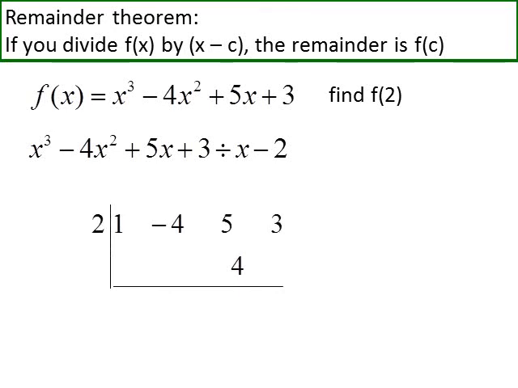I have 1, -4, 5, 3. I bring down the 1. 1 times 2 is 2. Add those together, I get -2. -2 times 2 is -4. Add those together, I get 1. 1 times 2 is 2. Add those together, I get 5. So the remainder is 5, which means f of 2 is 5, just like I found it the last time.